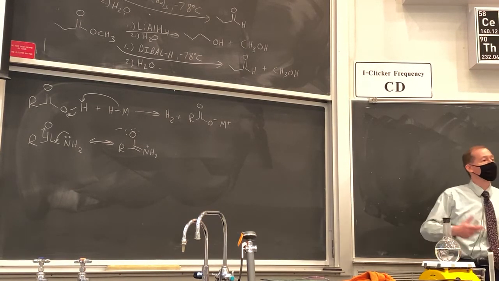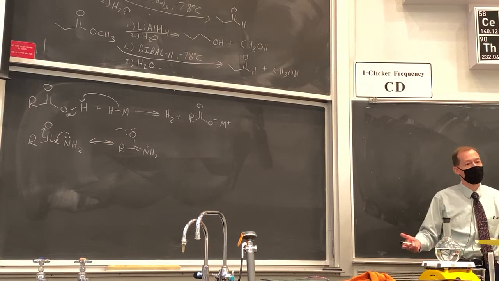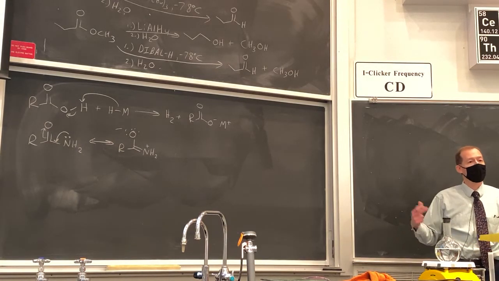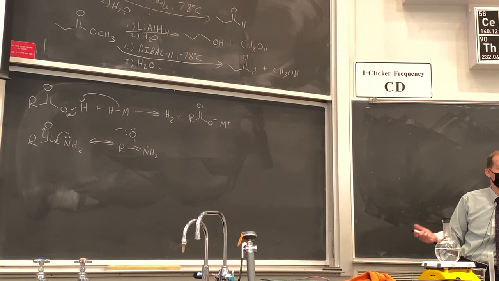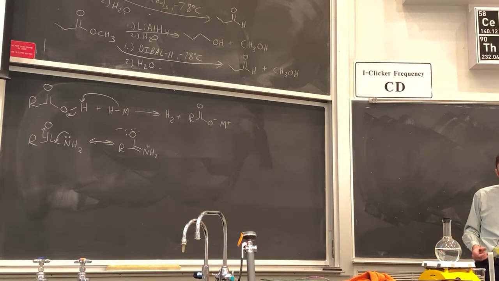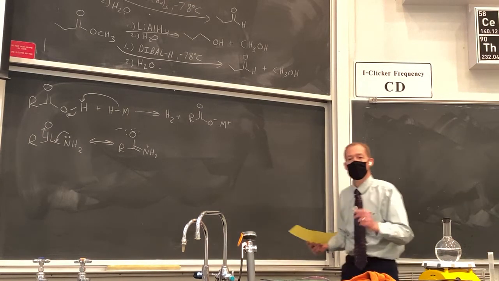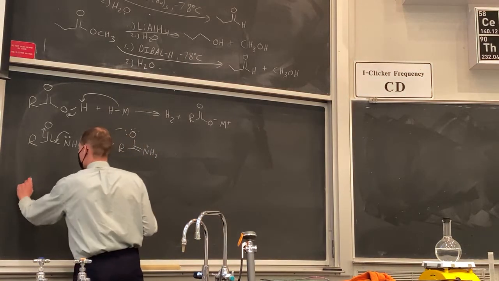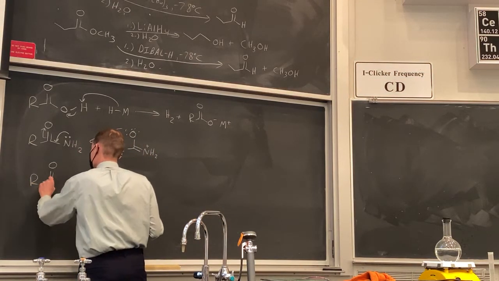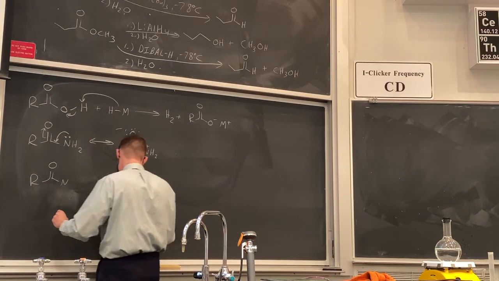So if we reduce a carboxylic acid, we're going to get a primary alcohol, much like we would if we reduced an ester or an acid chloride using lithium aluminum hydride. We'll get primary alcohols from those reactions. But if we reduce an amide, the result is different. We generate an amine.